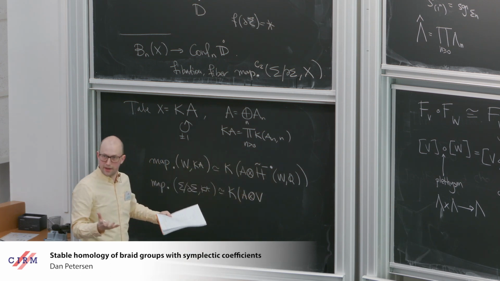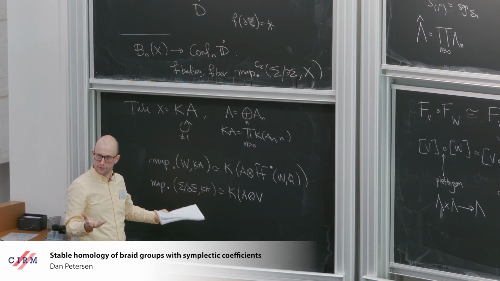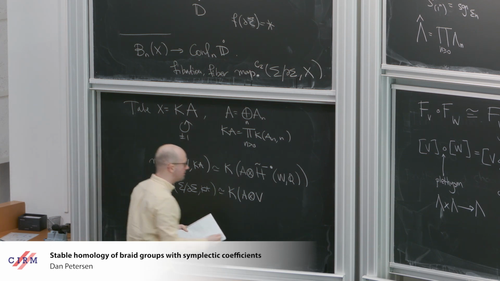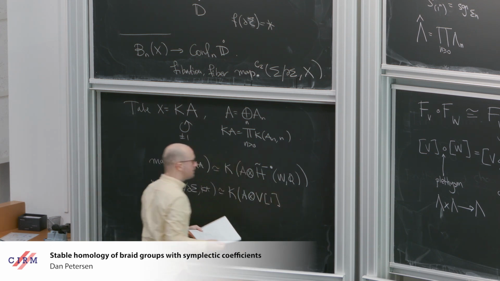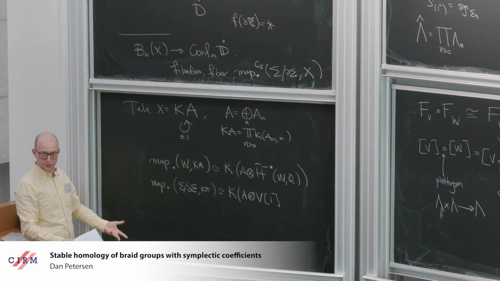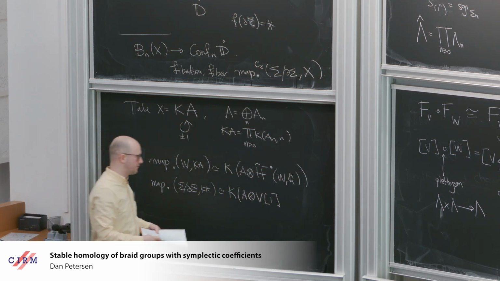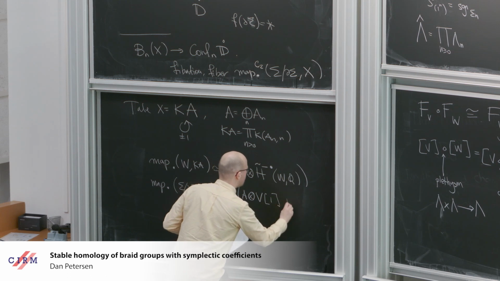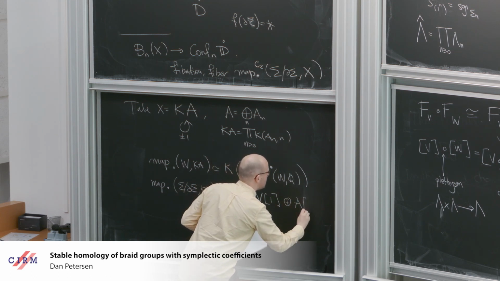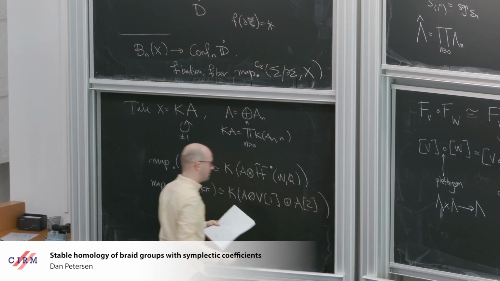I have H1, and I already have a name for H1 of my surface. I call that V, so I'm going to write V here, put in degree 1. Then I have H2, which is just Q, the trivial representation, so to speak. And I write it like so.